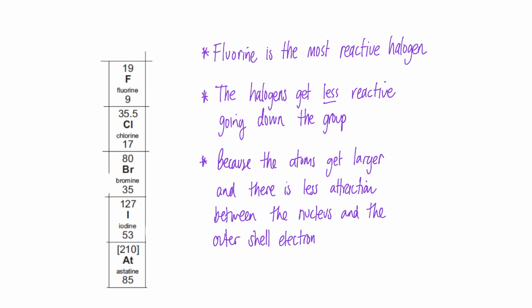So all the while these halogens are trying to gain an electron into their outer shell, but as halogen atoms get larger going down the group, it becomes more difficult for them. There's less attraction between the nucleus and the outer shell electrons. So we have most reactive here at the top with fluorine, and we can predict therefore our least reactive is down here at the bottom with astatine.